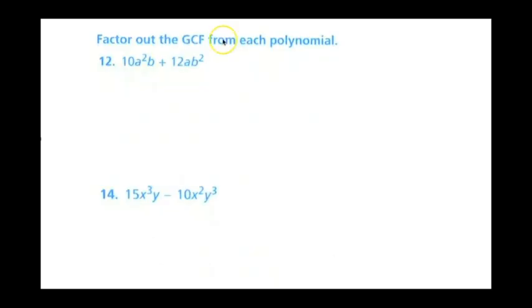Let's factor the GCF of these guys. My GCF over here, let's look at the numbers. We have 10 and 12. What can they both be divided by? They both divide by 2. That's the biggest thing we can pull out. Again, if you're not sure, you could always do the prime factorization.